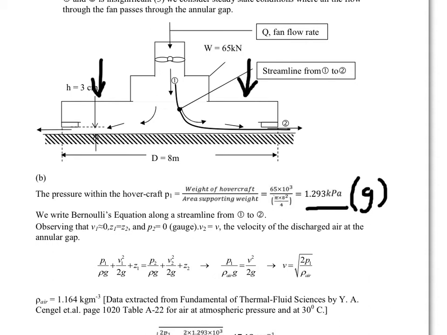Writing our Bernoulli's equation along the streamline from 1 to 2, neglecting Z1 and Z2, we have P1 over rho g of air times g is equal to V squared, where V is the velocity of the air exiting. Remember, the pressure P2 is atmospheric pressure, or gauge pressure zero, and our P1, which we calculated here, is our gauge pressure. Using data extracted from the textbook, the density of air at that particular temperature, 30 degrees, is about 1.164 kilograms per cubic meter. We will be able to compute the velocity.